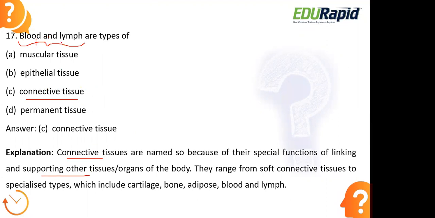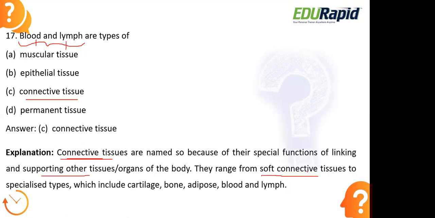We know that blood as well as lymph will flow throughout our body, right? While flowing throughout our body, they also carry different information, different particles, components from one part of our body to different parts, right? So it acts as a connective tissue. Connective tissues range from soft connective tissue to dense connective tissue. Some of it will be very soft and some of it will be very hard, and also very dense, compactly arranged within each other.